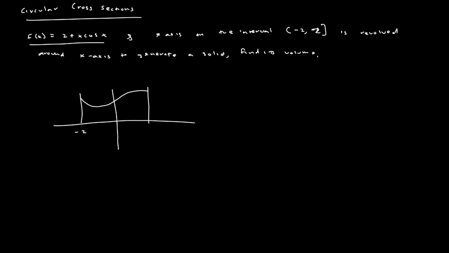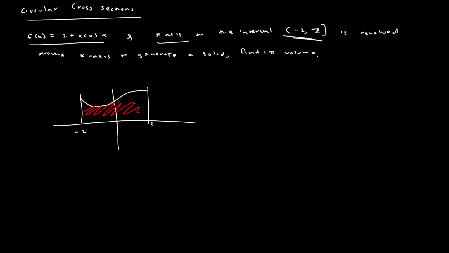So since we're only worried about the region between the x-axis and this function on -2 to 2, this is the region that we're worried about. Let me color it in another color. So this is our region of interest over here. And what the problem is saying is that we're revolving this whole region across the x-axis to form a solid.